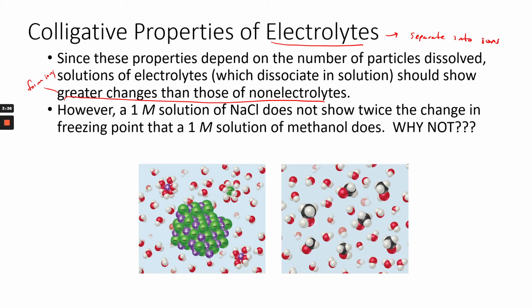Here is your non-electrolyte, and it doesn't separate into particles. So every one you add is just one. However, 1 mole of solution of sodium chloride doesn't show exactly twice the change in the freezing point. So sodium chloride, we would assume, separates into Na+ and Cl-. So that's 2 ions. Okay? So in an ideal situation, we should have twice as many particles. But in reality, this does not exactly happen, and let's see why.